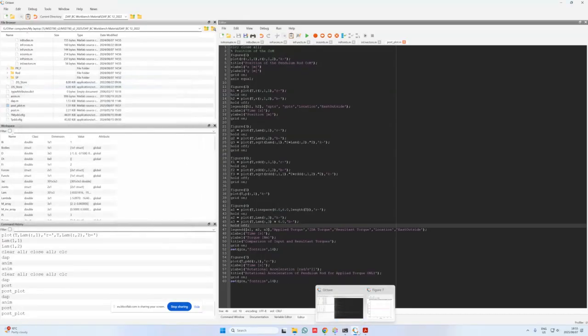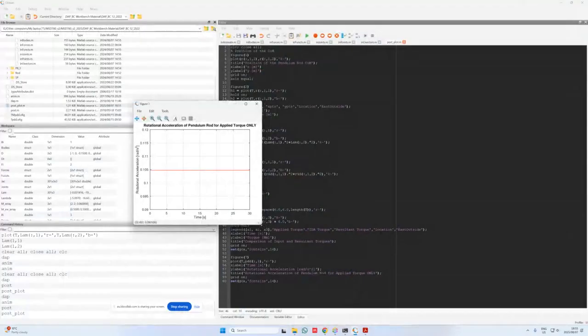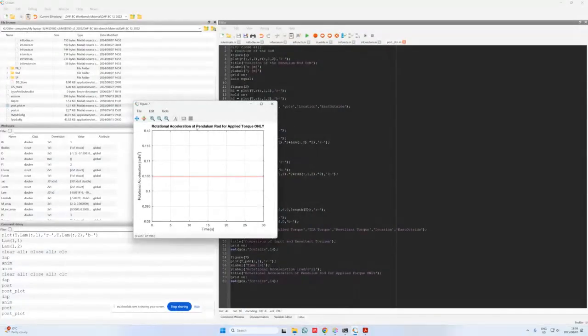And this is also evident from our last graph over here, which is simply the rotational acceleration of the pendulum rod. It's specified as just below 0.105. If you calculate this value, you should get, I think, 2 pi over 60 radians per second squared, which is exactly what we specified as an input, as a driver function to the system.